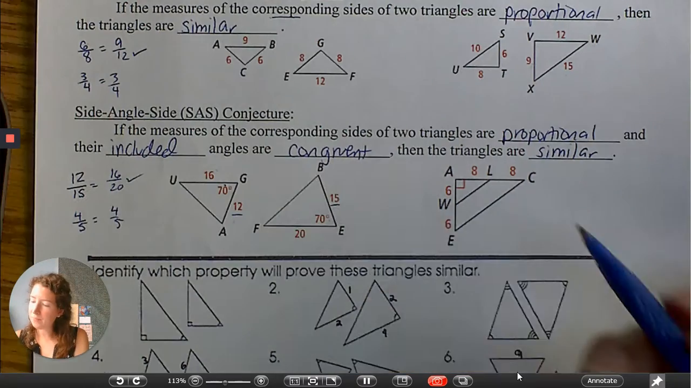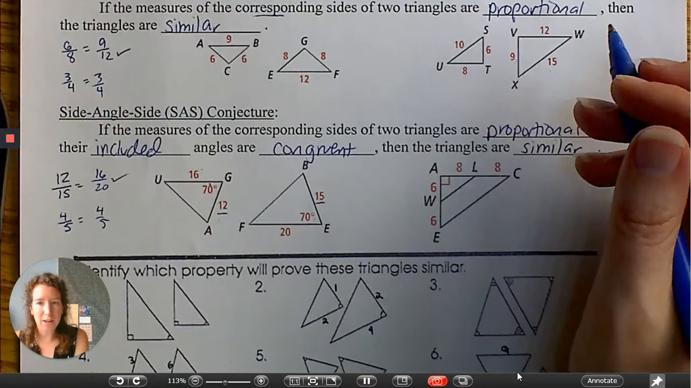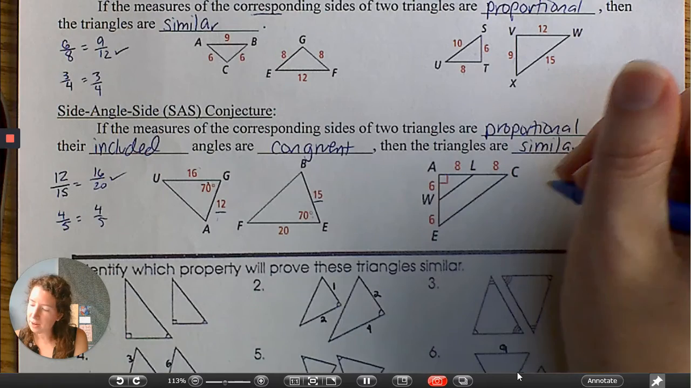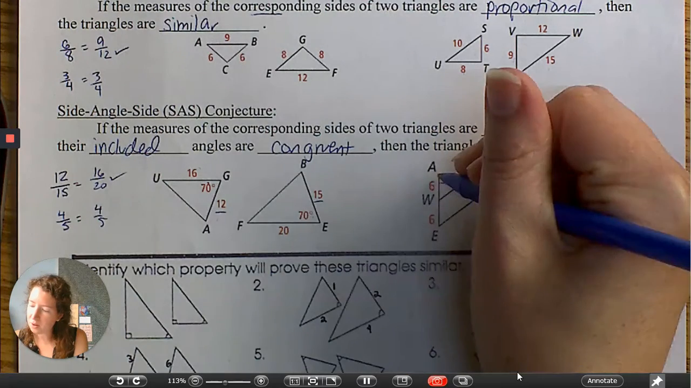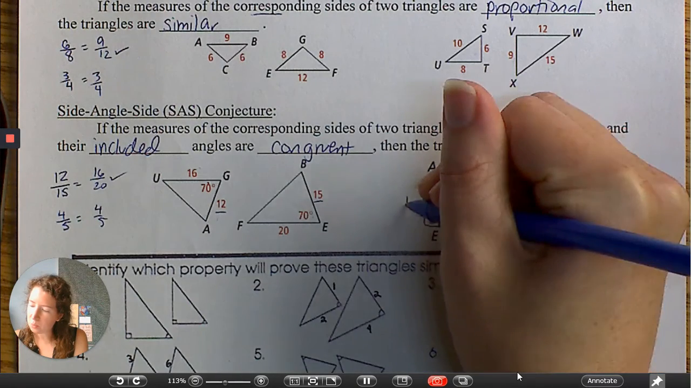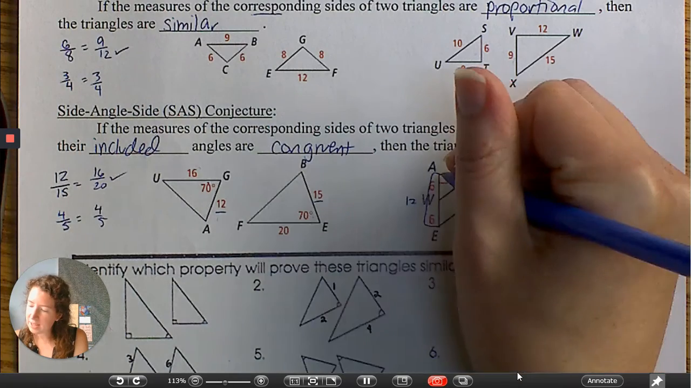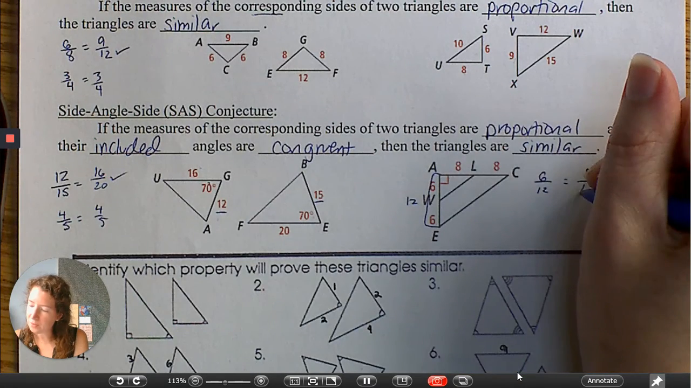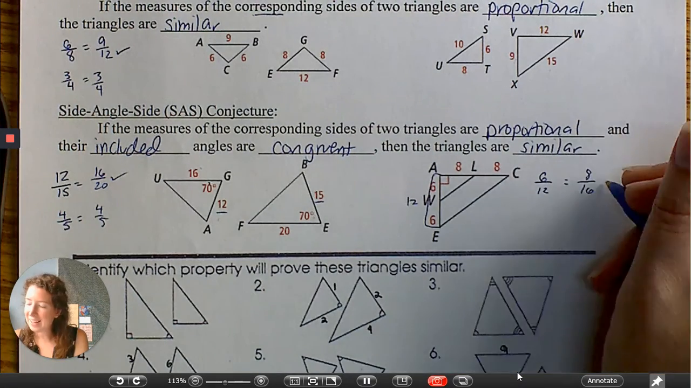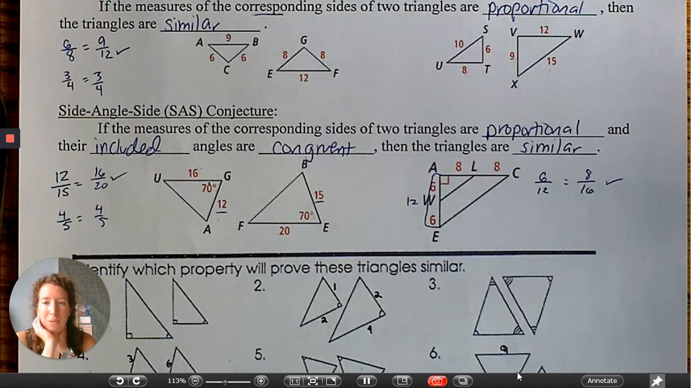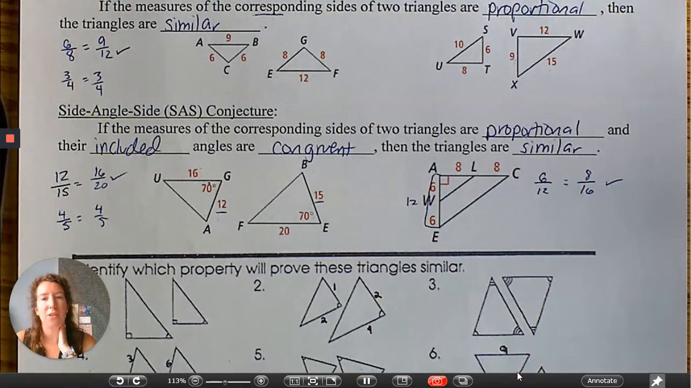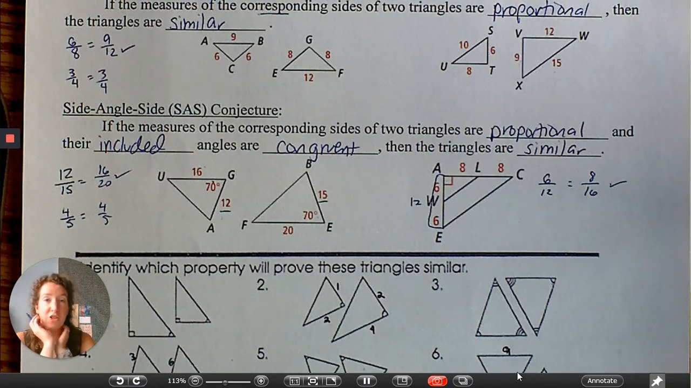Same deal over here. This is what we have, those nested triangles, remember? So you can compare 6 over this whole side, which is 12. Is that the same as 8 over 16? It is 1/2 for both, and it has this shared angle, so A is the shared angle, which makes it congruent. So we have these three conjectures, which tell us if two triangles are similar.